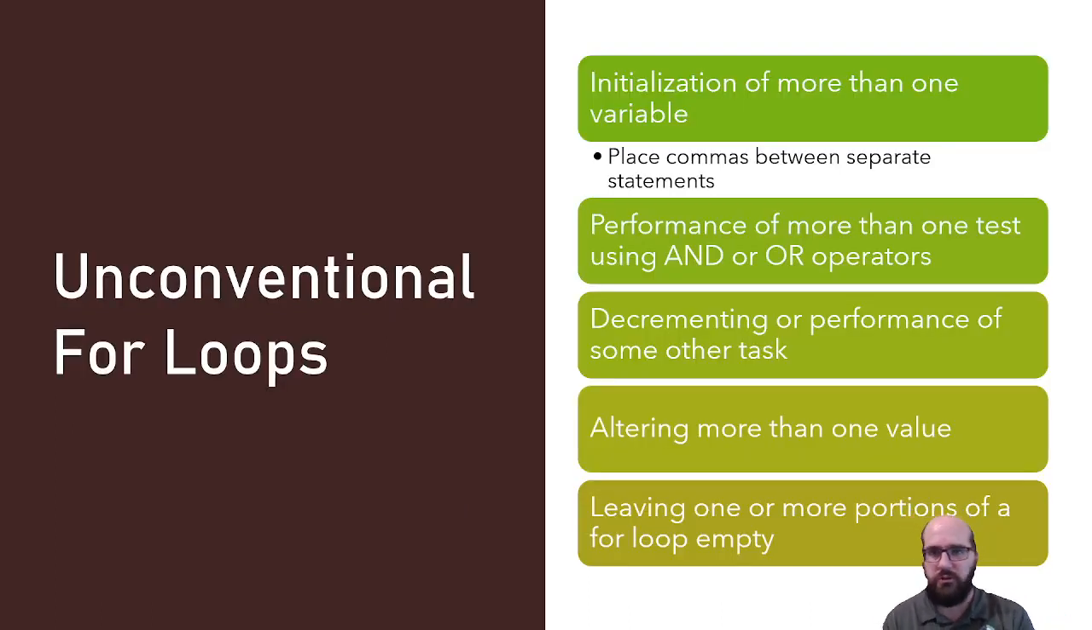There's also unconventional loops. For example, we can initialize more than one variable. If we do that, we're going to place commas between separate statements, and we can perform more than one test using and or or operators. We can decrement or perform some other test, and we can alter more than one variable. Also, we can leave one or more portions of a for loop empty. Let's step into some code and see how a for loop might work with 2 variables.